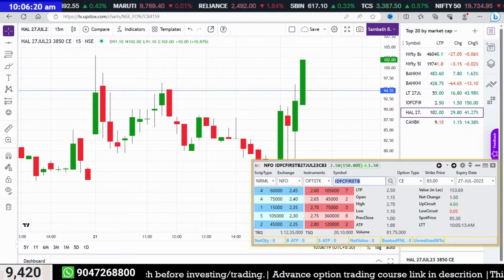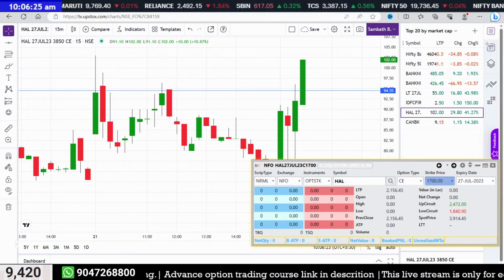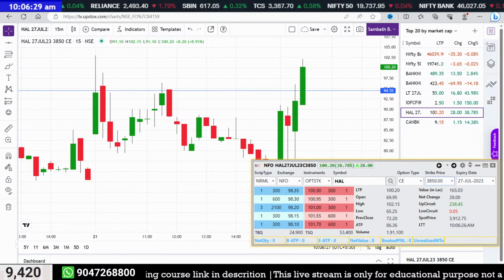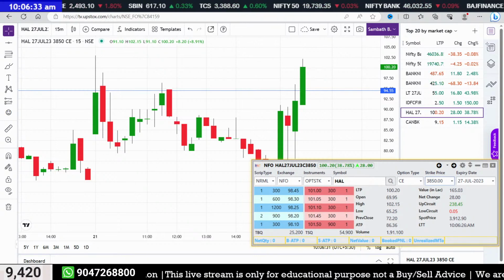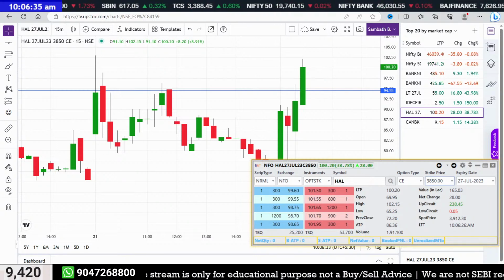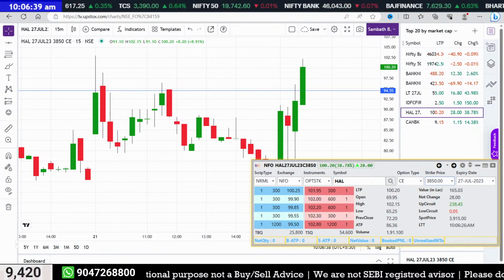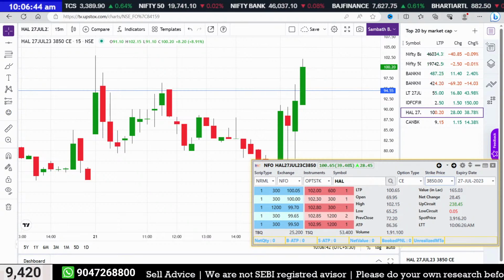What's happening to HAL? And 3850, currently 102 is about the high. So almost 8, 300 lot size, more than 2000. So as an intraday scalping, compared to the investment of around 77,000, it may be around 3%, 4%.